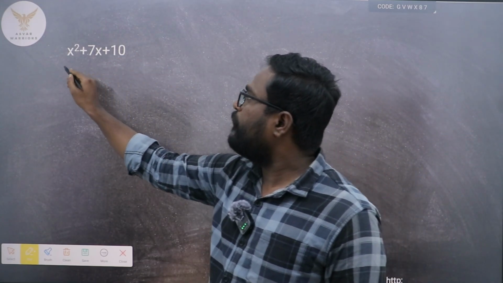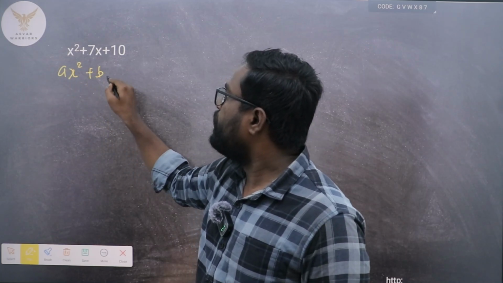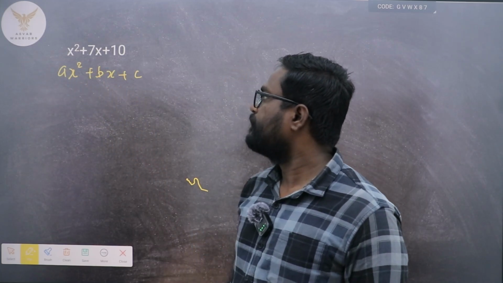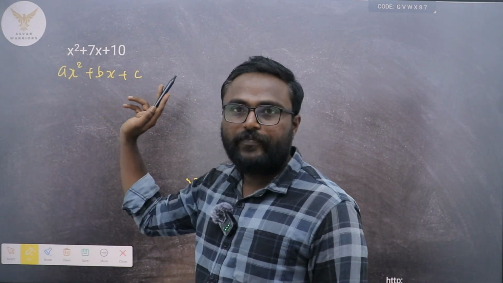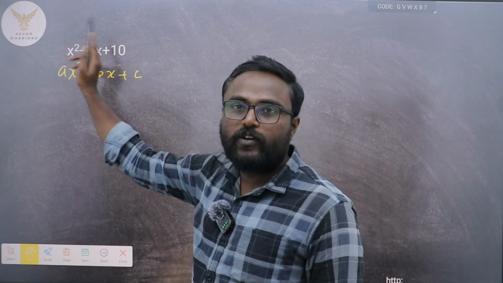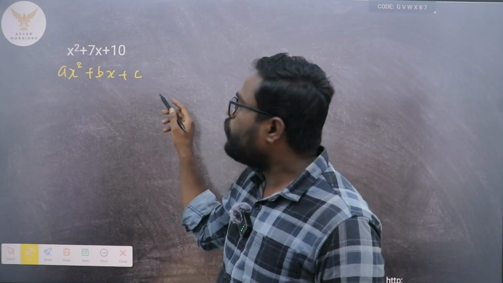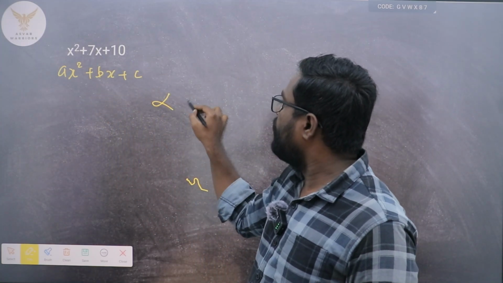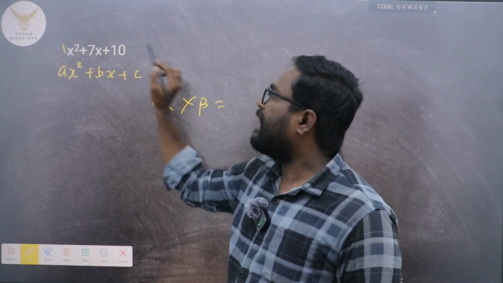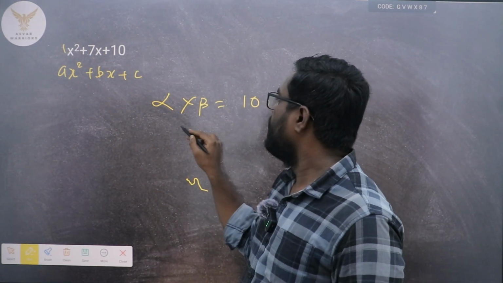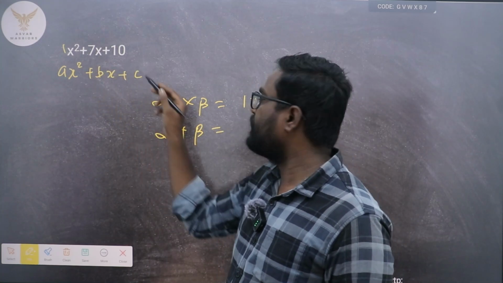So if I write down the equation ax square plus bx plus c, what do I have? a is equal to 1, b is equal to 7, c is equal to 10. So I need to find two such numbers. Alpha times beta should be equal to 1 times 10, which is 10, and alpha plus beta should be equal to this value of b, which is 7.